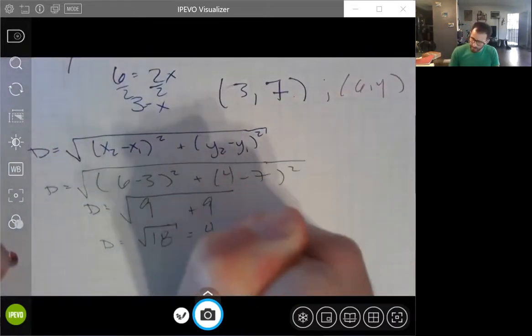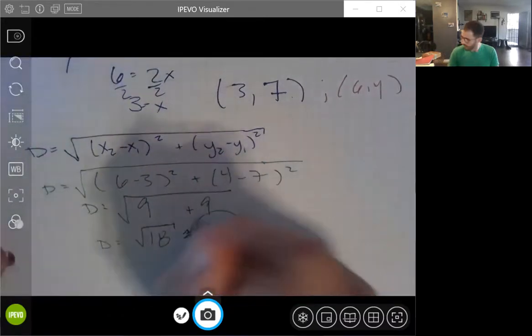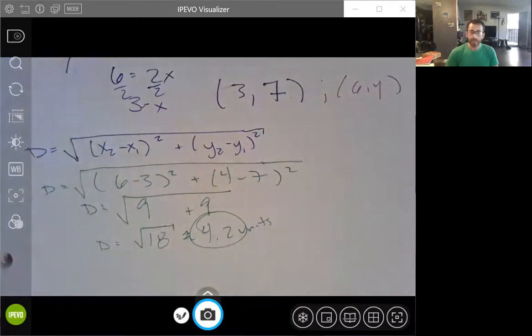We're going to say it's about 4. We should put about 4.2. Now there were no units, so we're just going to leave it as 4.2. Actually, we should write down 4.2 units. Okay. All right. A lot of math.